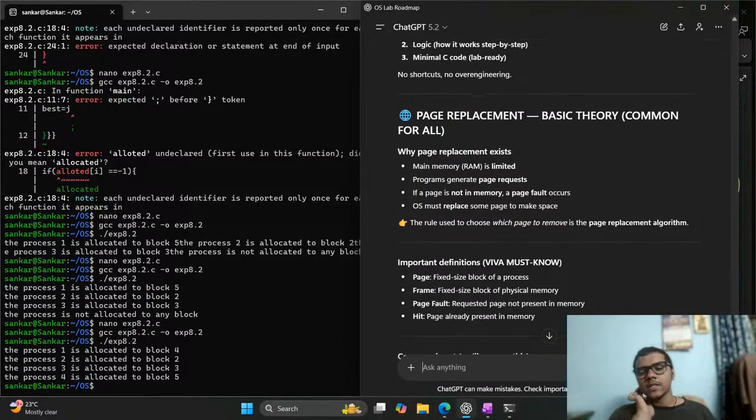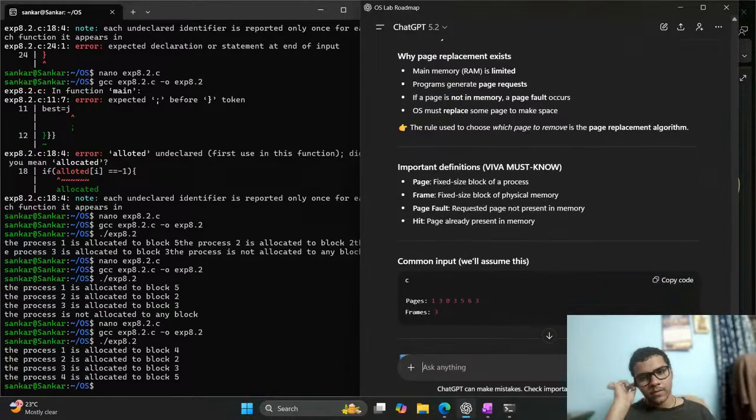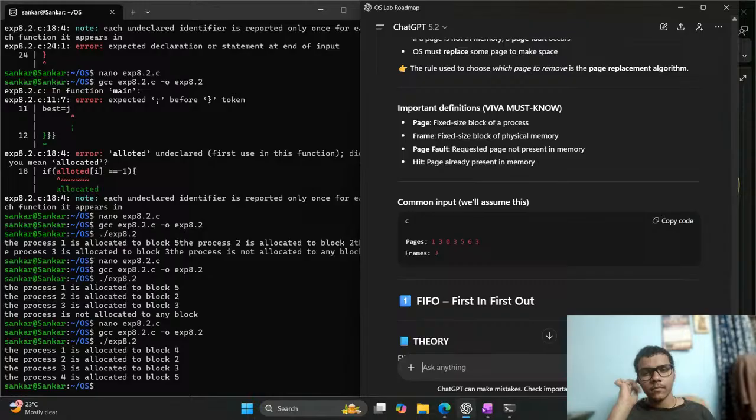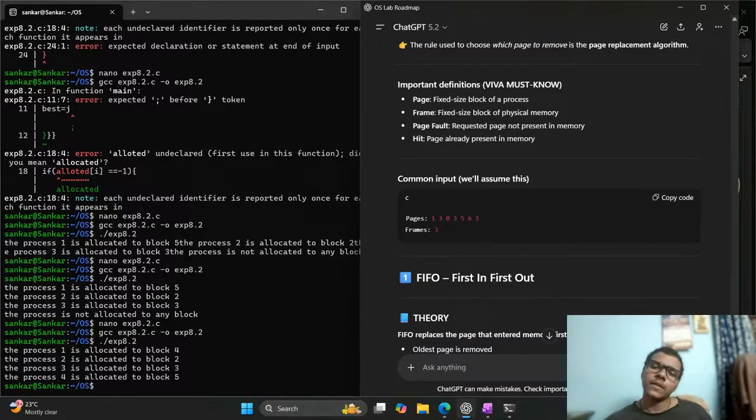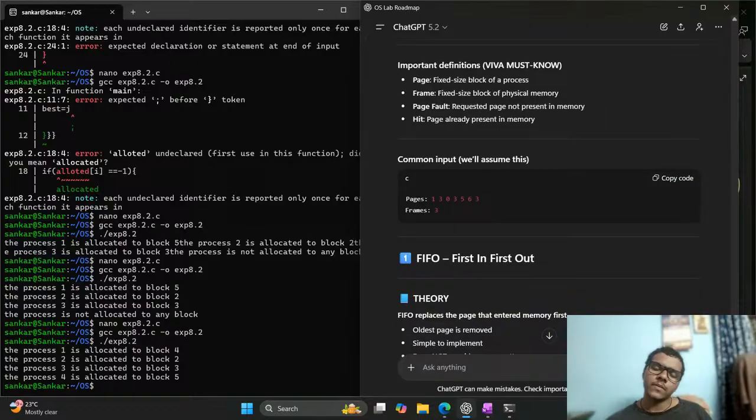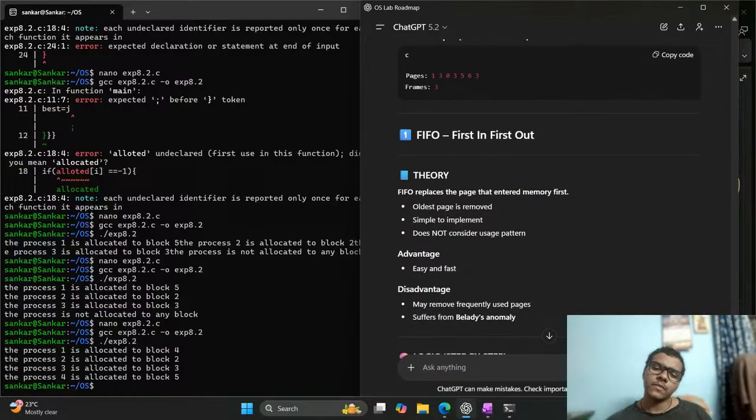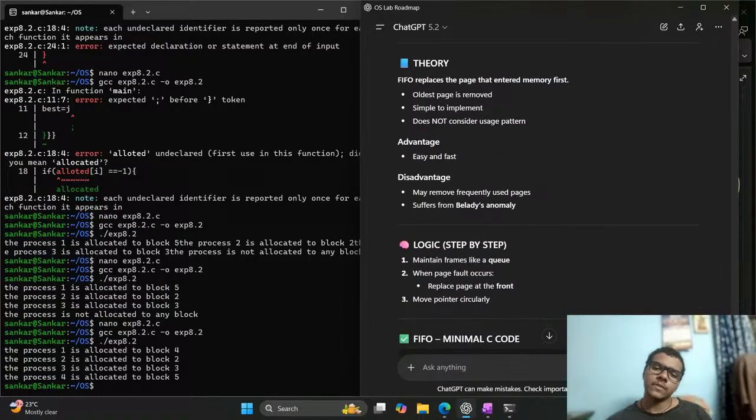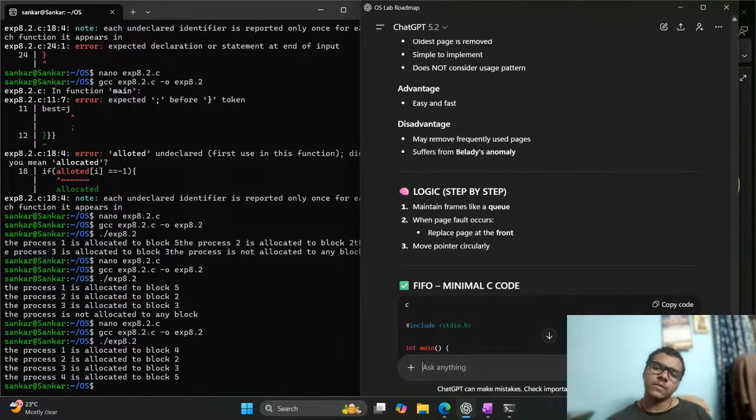Main memory is limited. Programs generate page requests. A page fault occurs, and the OS must replace pages. Which page to remove? Frame. Page fault requested. FIFO replaces the page that enters the memory first. It does not consider usage pattern.